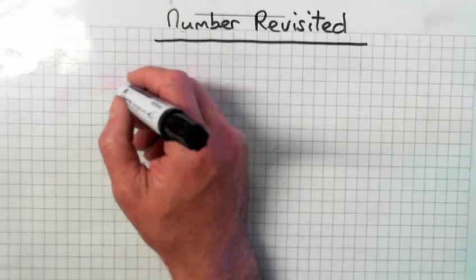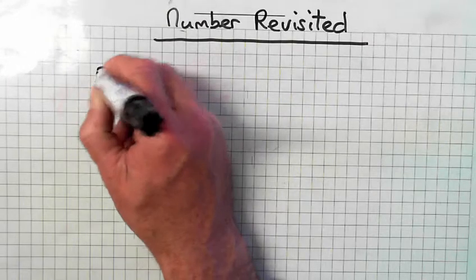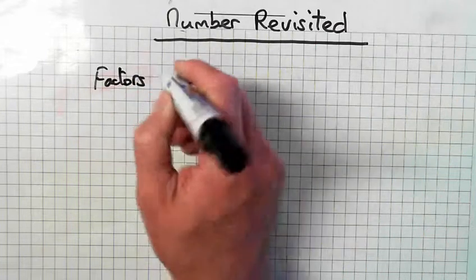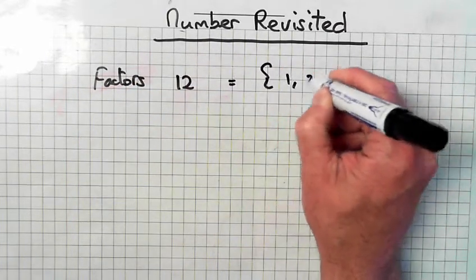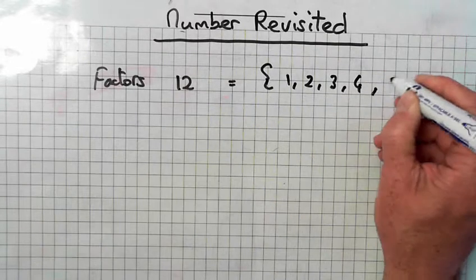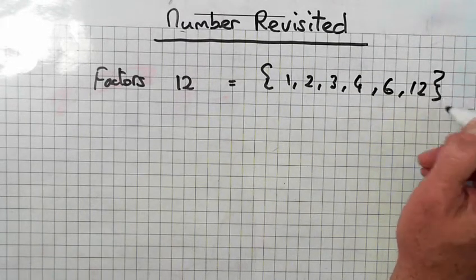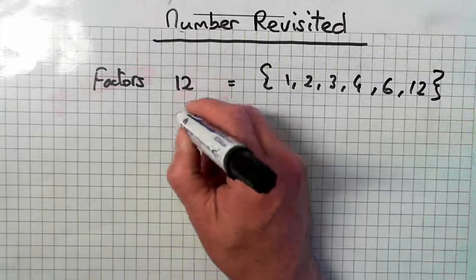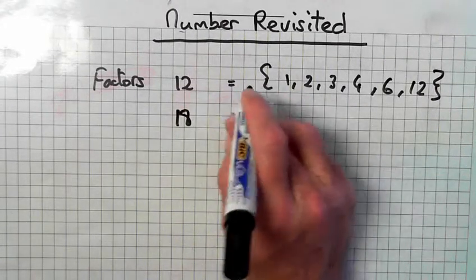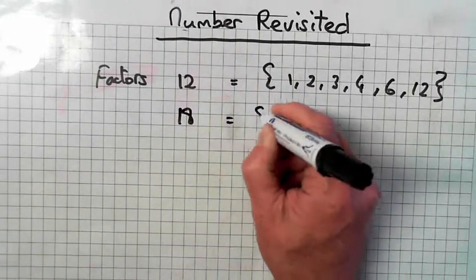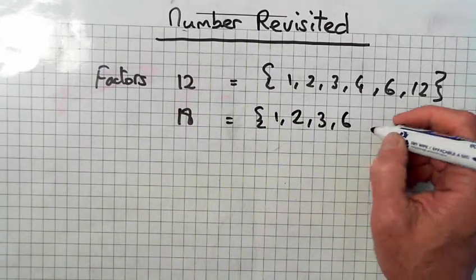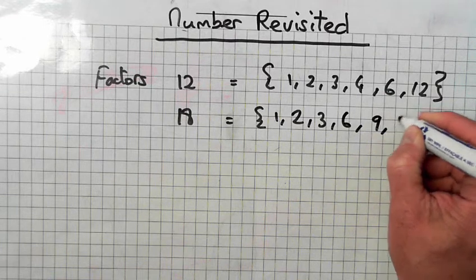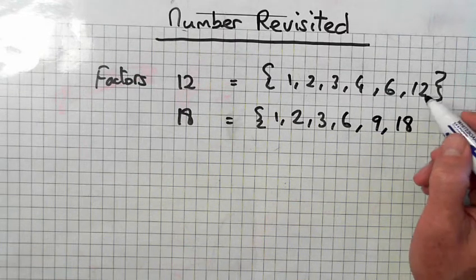Okay, so first of all, what are the factors? Factors of 12. Factors of 12 are 1, 2, 3, 4, 6, 12. What are the factors of 18? Factors of 18 are 1, 2, 3, 6, 9 and 18. What's the highest common factor?